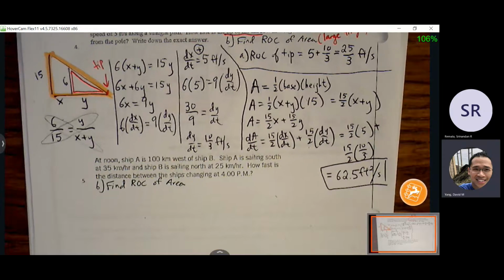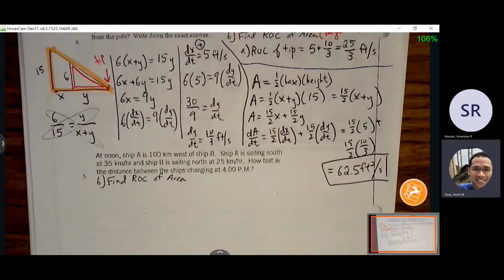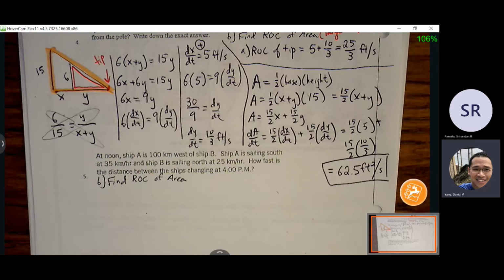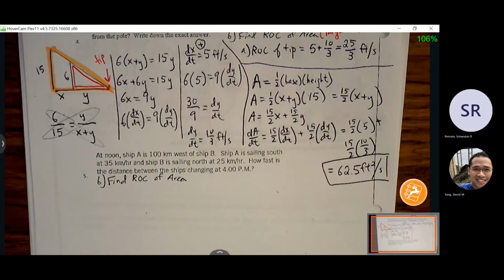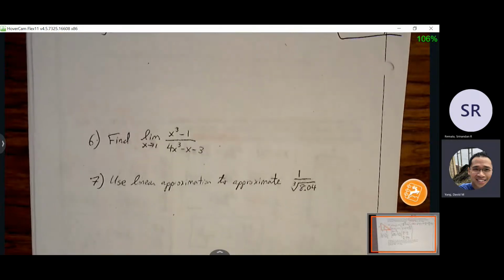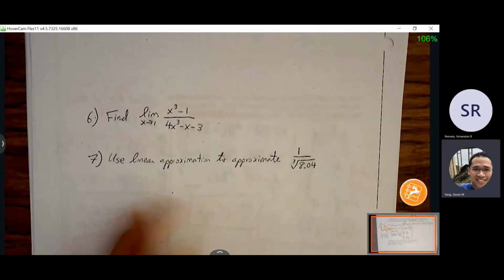All right, we've seen the variation of number 5 already. Let's skip that, and let's go to number 6. Number 6 is a limit problem, which could potentially be L'Hopital's rule. Number 7 is linear approximation.